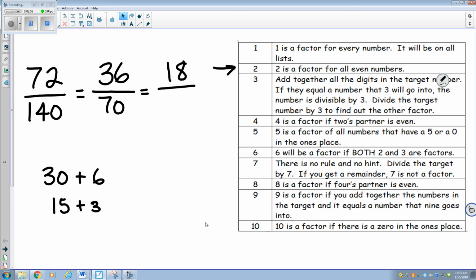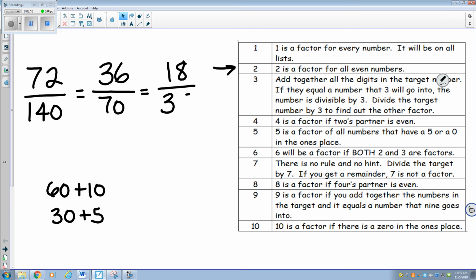And then same thing with 70. Let's break it down. We could break 70 into 60 plus 10. Half of 60 is 30. Half of 10 is 5. So half of 70 is 35. Now at this point we have 18 35ths.